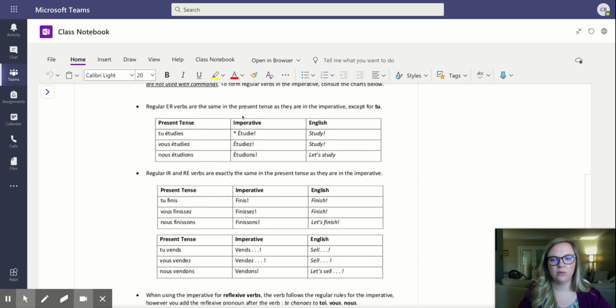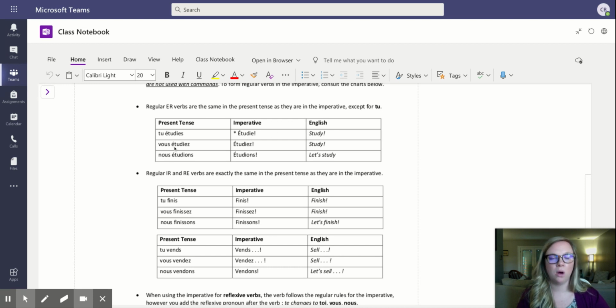So regular ER verbs are the exact same in the imperatif as they are in the present tense, except for tu. So in the present tense here, we say tu étudies, you are studying. Now we want to make that an imperative. We want to make it a command. So we say étudie. The only thing is when we spell it, we drop the S, and that means study.